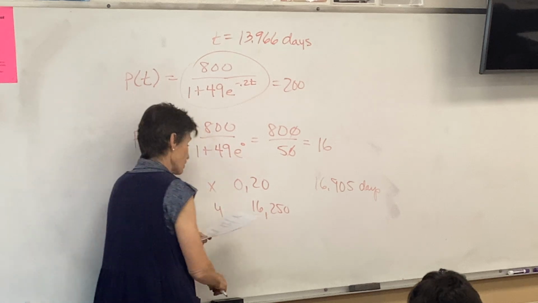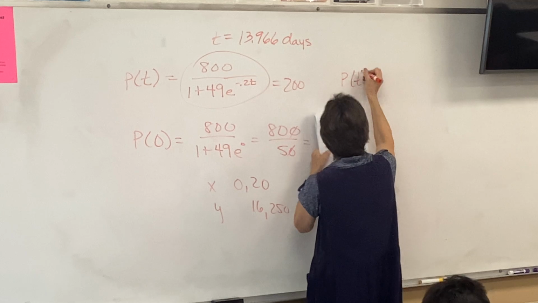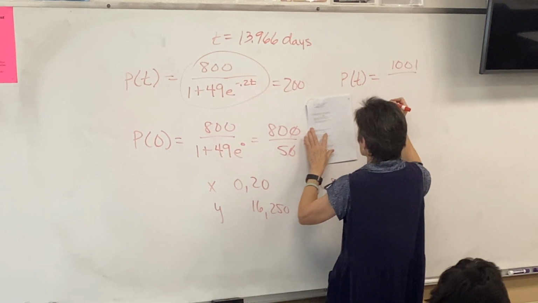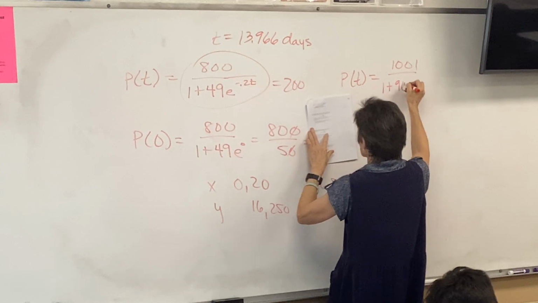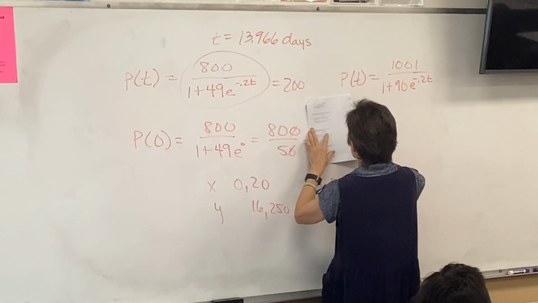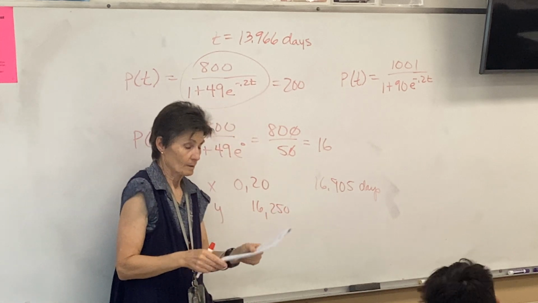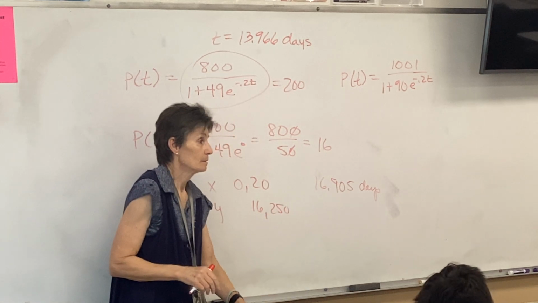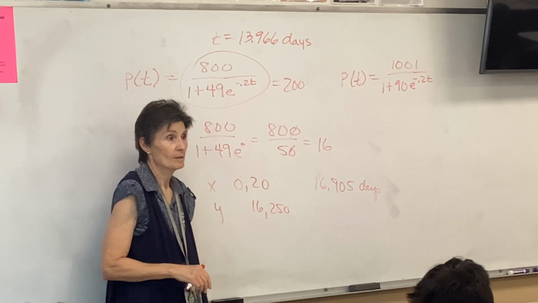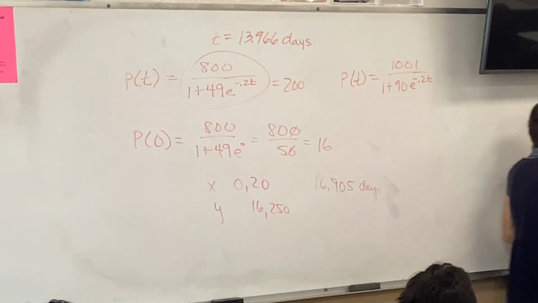Number 7, we're just practicing another problem. Here we go, we have an equation. This is the number of deer. All right. How do we find out the initial population? Plug in 0. Go ahead and plug in 0.